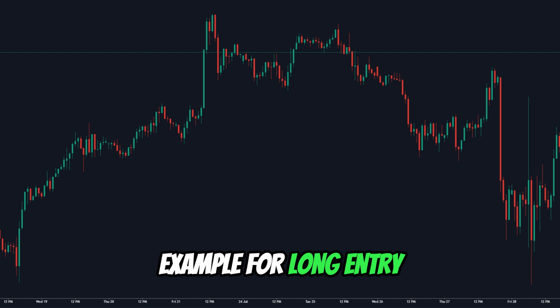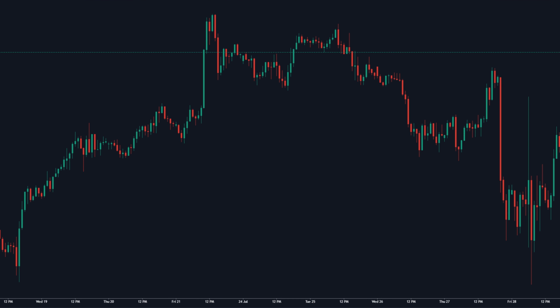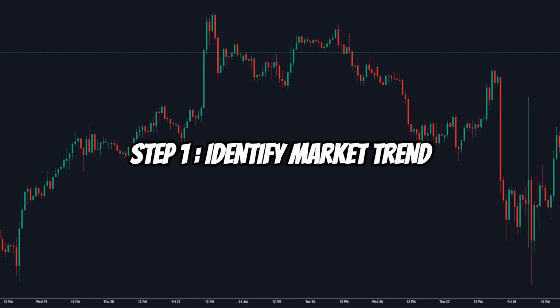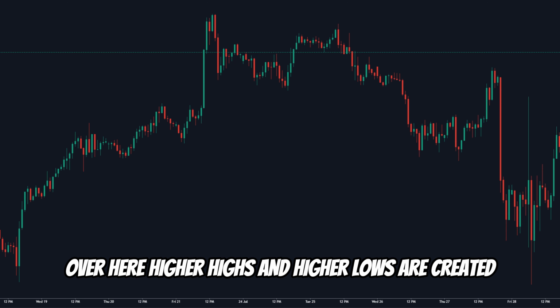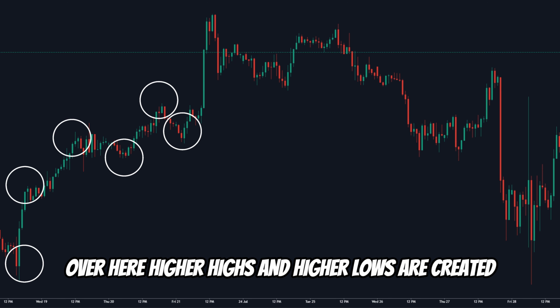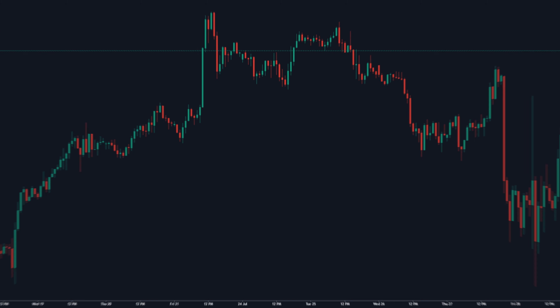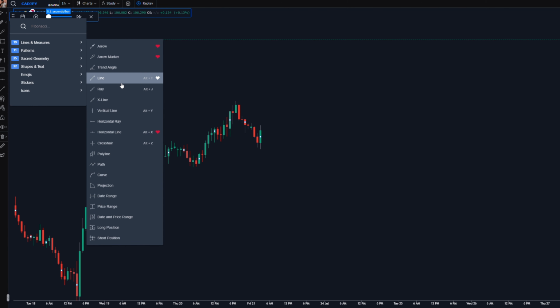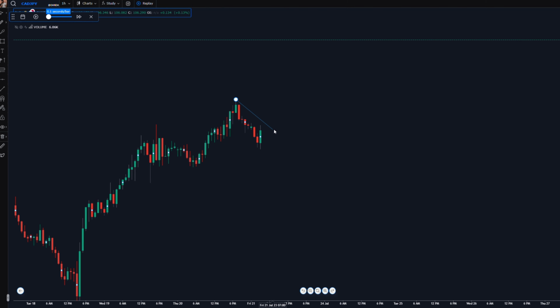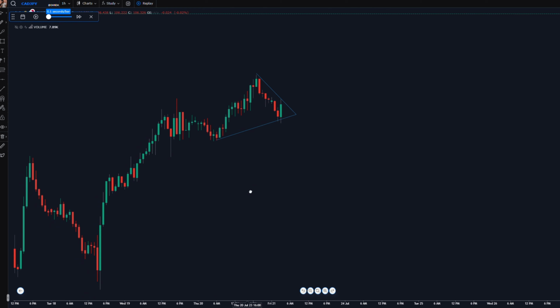Now let's see an example of long entries in multi-time frames. As always, step 1, identify market trend. Step 2, identify a pattern. Over here, higher highs and higher lows are created. Now that we know the market is in an uptrend, we have to find long entries. So now step 2 comes into play. Look for chart patterns. Here we can see a flag pattern, so let's draw our pattern and go to 15 minutes time frame to check our possible entry.